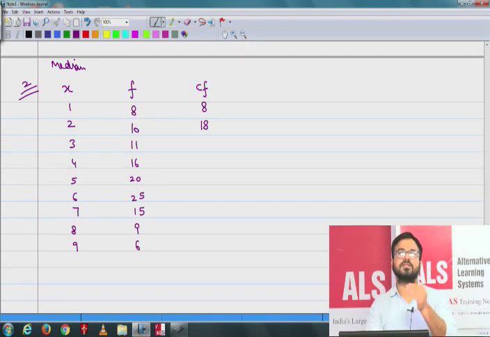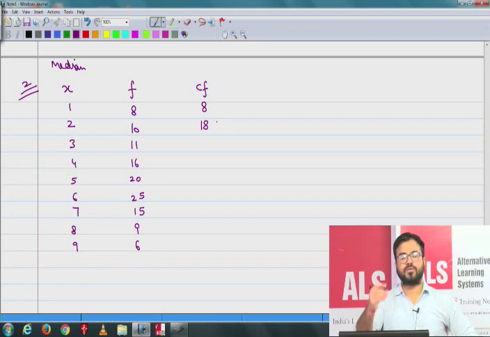Cumulative frequency means, with respect to a given value, the sum of the frequencies less than this value or greater than this value. So here I am writing the cumulative frequency of less than type. The number of students who got marks 1 or less than 1 is 8. For 2 or less than 2, it is 18, which means 10 plus 8.